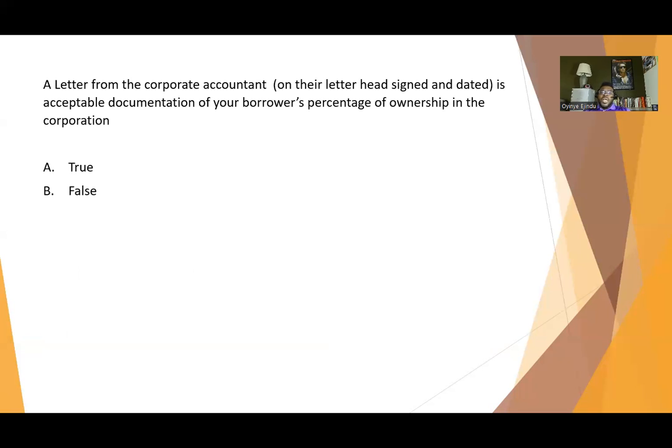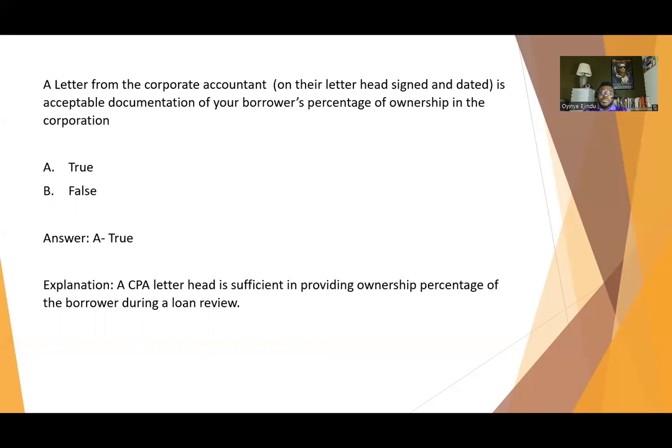Number 3, a letter from a corporate accountant on a letterhead, signed and dated, is acceptable documentation of your borrower's percentage of ownership in the corporation. A, true; B, false. The answer on this will be A, true. And the explanation is a CPA letter is sufficient in providing ownership percentage of the borrower during a loan review.